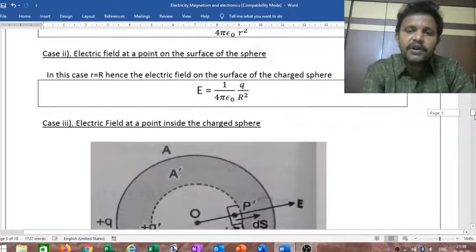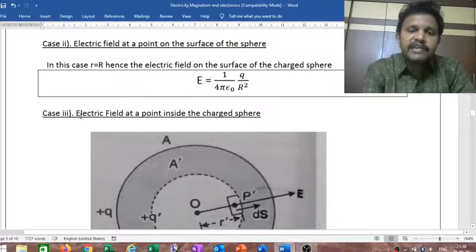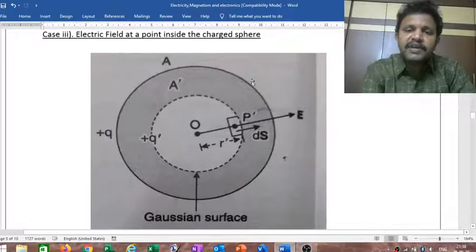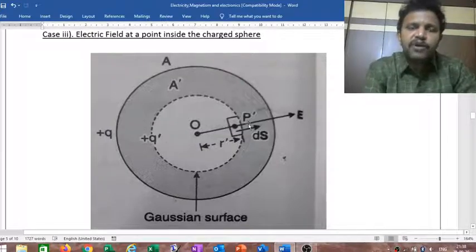Let us go for the third case. Our third case is electric field at a point inside the charged sphere. So we have to determine the electric field inside the sphere. It is the given charged sphere. Let us determine the electric field inside this charged sphere. For this purpose, we assume a point P dash. This P dash is at a distance r dash from the center. Similarly, we build another Gaussian sphere with a radius of OP dash, and again we assume another dS element.